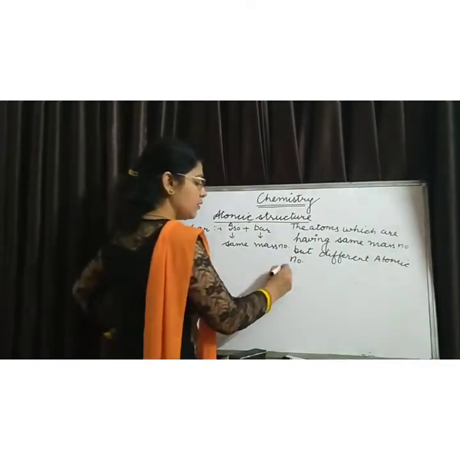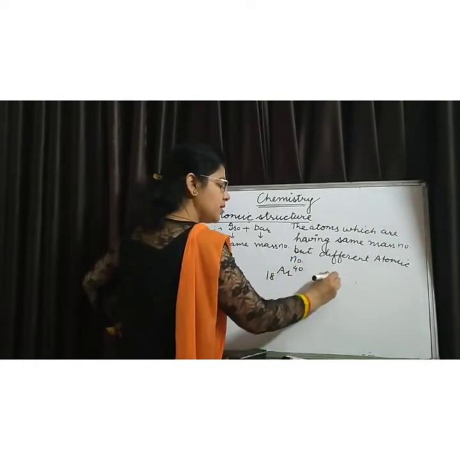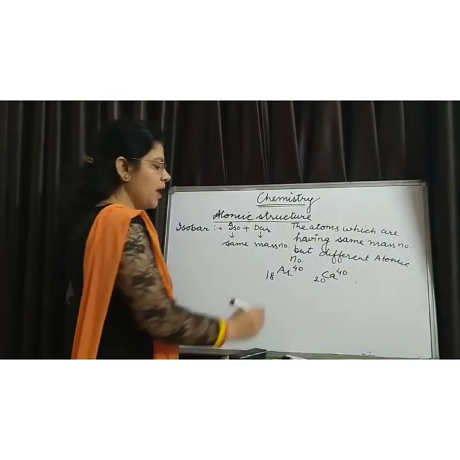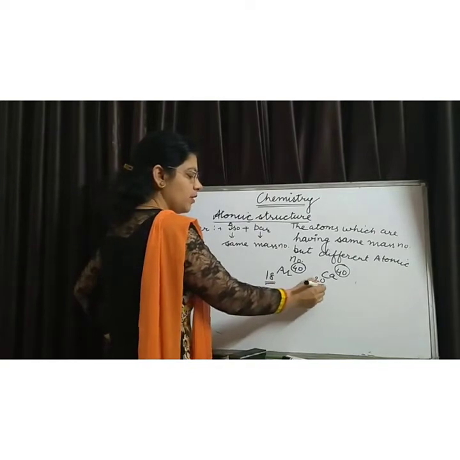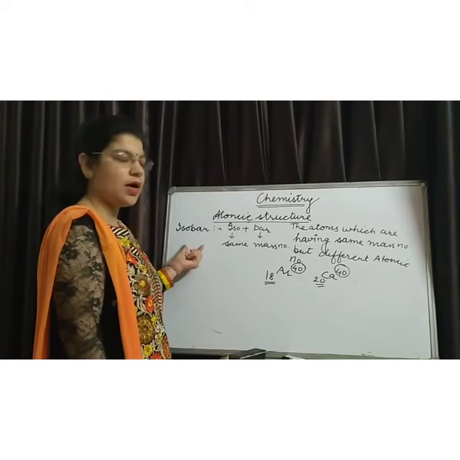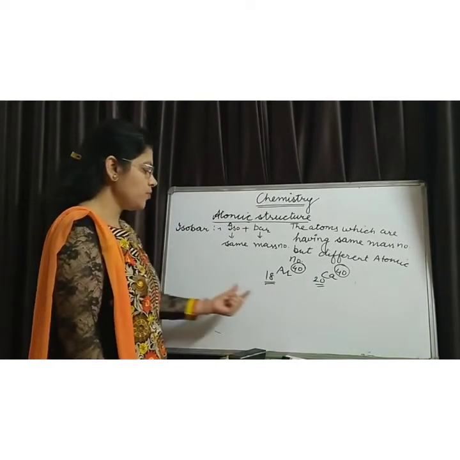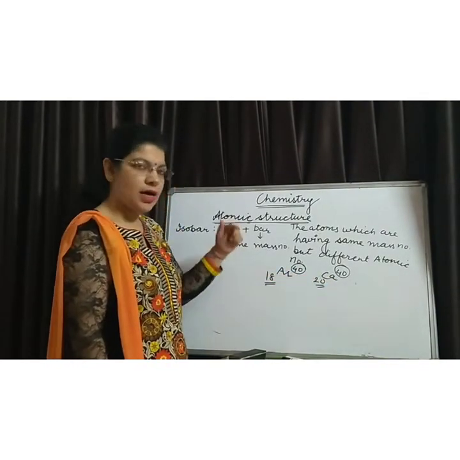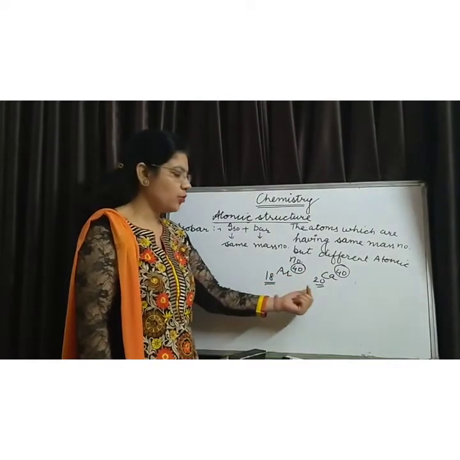For example, argon and calcium. They both have the same mass number, that is 40, and different atomic numbers, that is 18 and 20. Isobars are just opposite to isotopes. In case of isotopes, atomic numbers are the same but mass numbers are different. In isobars, the mass number is the same but the atomic number is different.